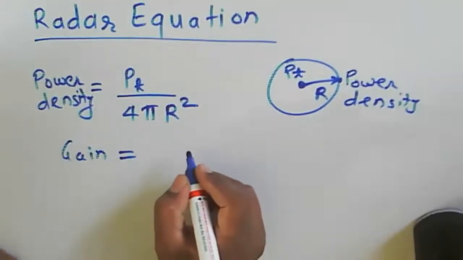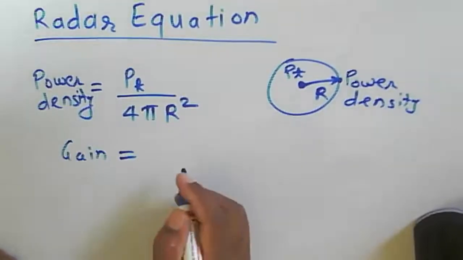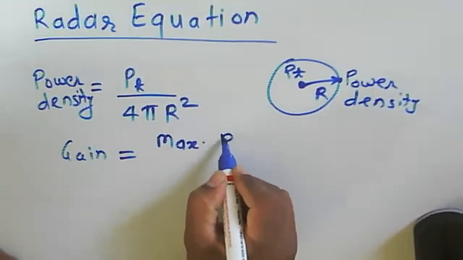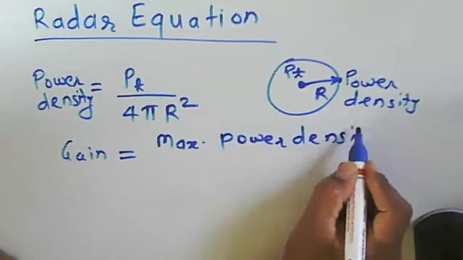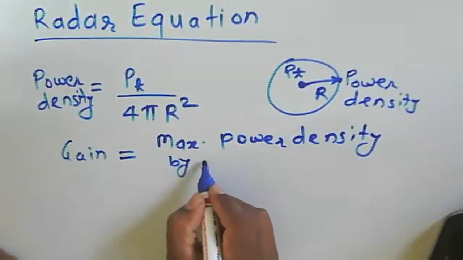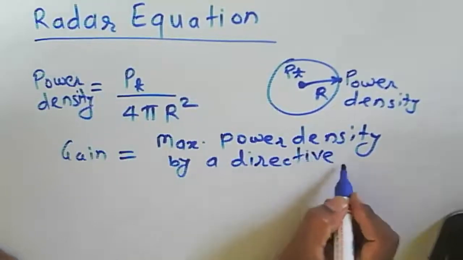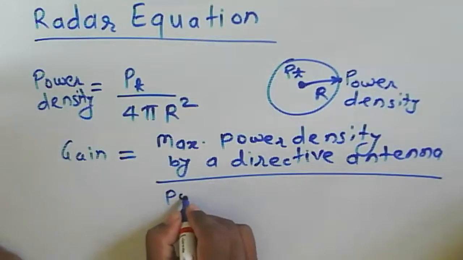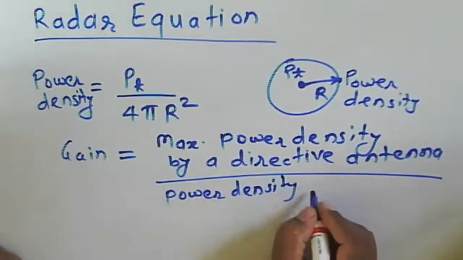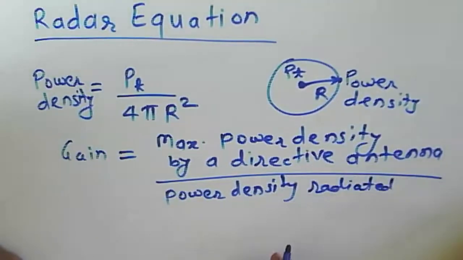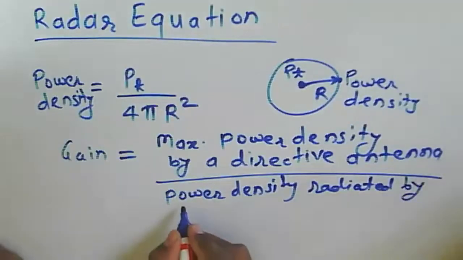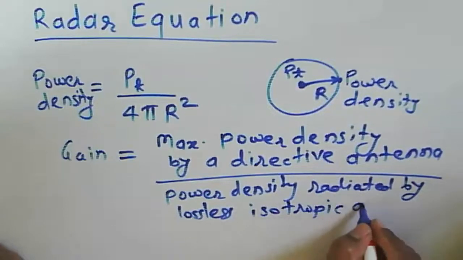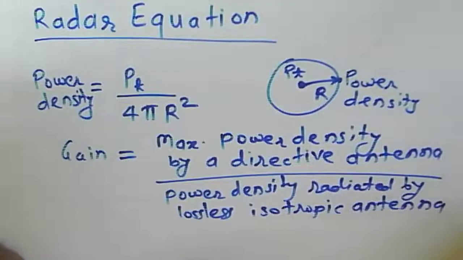So gain is equal to the maximum power density radiated by a directive antenna, since we have a highly directional antenna, divided by the power density radiated by a lossless isotropic antenna. Now for this particular comparison, the condition is here.